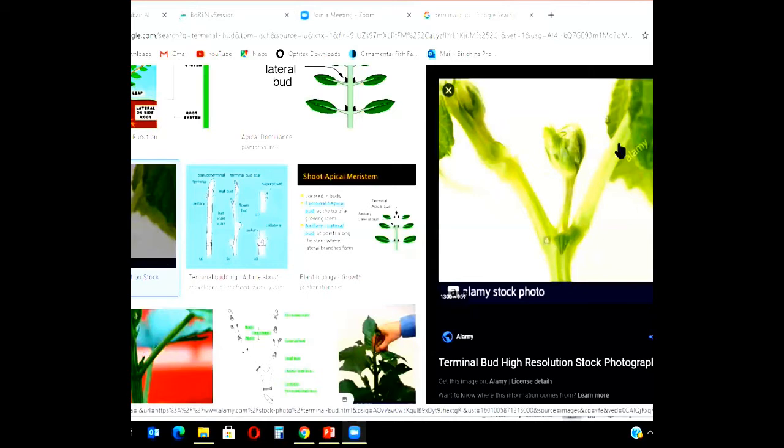This is a part of a branch, and this is the terminal bud at the end of this branch. Okay. This is the terminal bud. You get the point? Yes, sir.